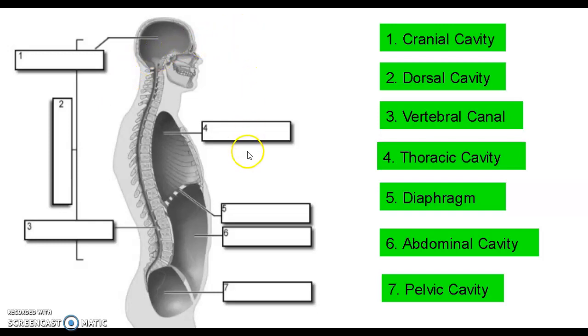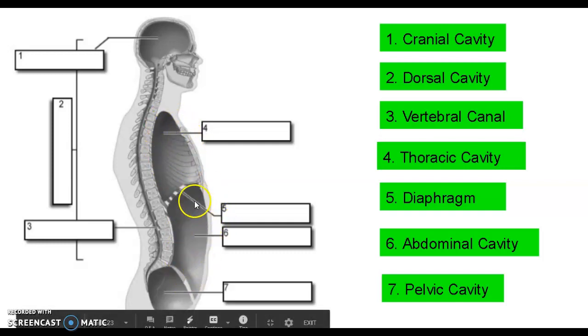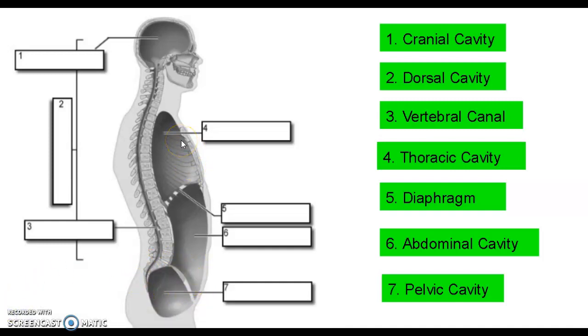The ventral cavity is in the front. We have our thoracic cavity. It's where our heart and lungs go. Then we have our abdominal cavity, which is where your stomach, liver, spleen, and intestines go. And then the pelvic cavity, where the urinary bladder and reproductive organs are. And in between the thoracic and abdominal cavities, you have your diaphragm, which is a muscle that you use to breathe.